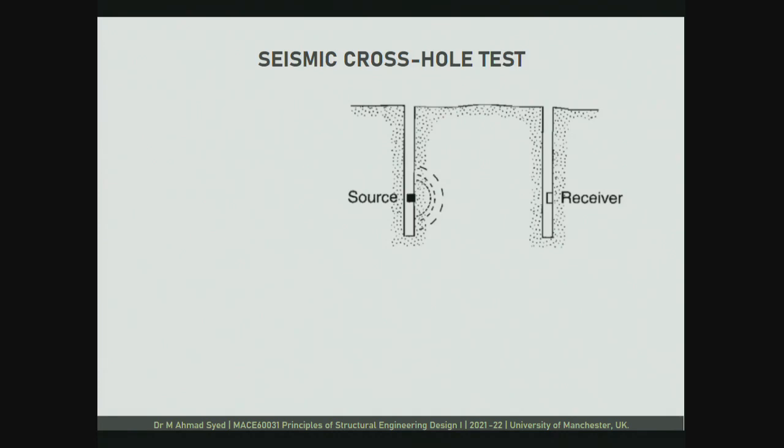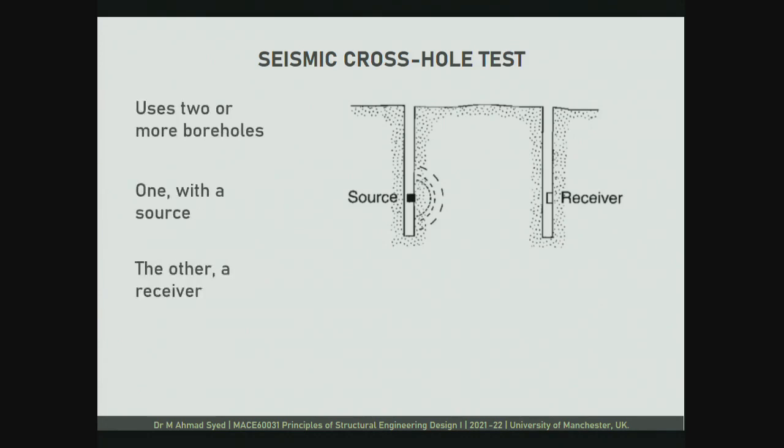So these are small geophones. Okay, so I have this source over here, I have this receiver over here, and they are lowered at the same depth, say 2.5 meters here and 2.5 meters here. And again I will use 2 or more boreholes. So let us say that we have 2, one with the source, the other with the receiver, and the source and receiver are fixed at the same depth.